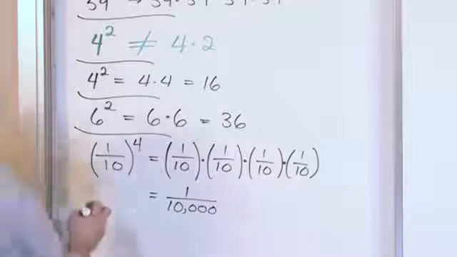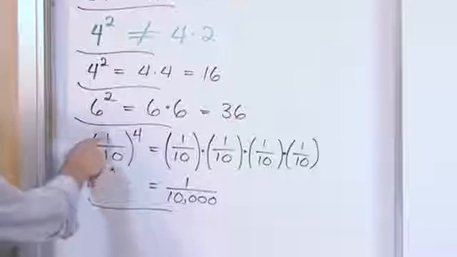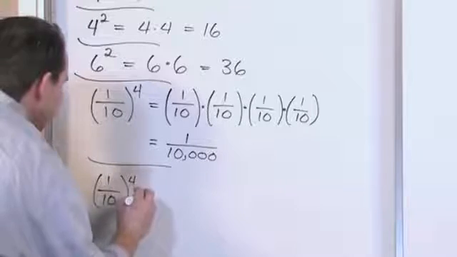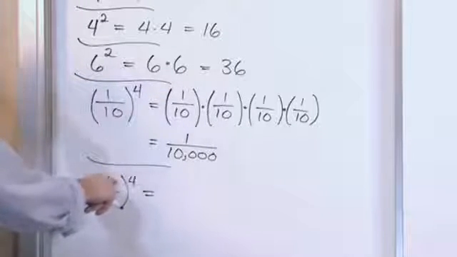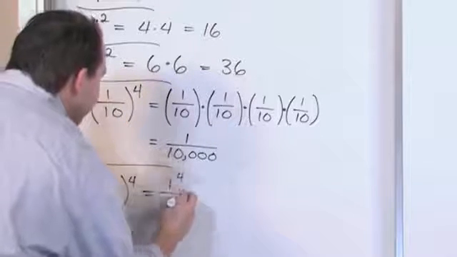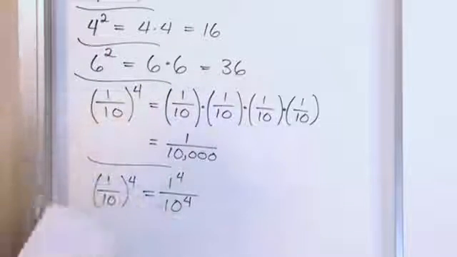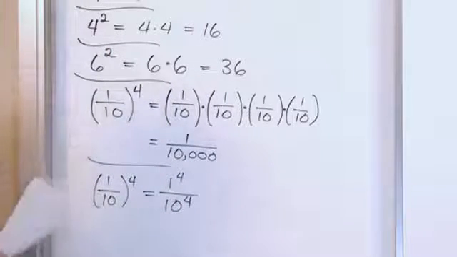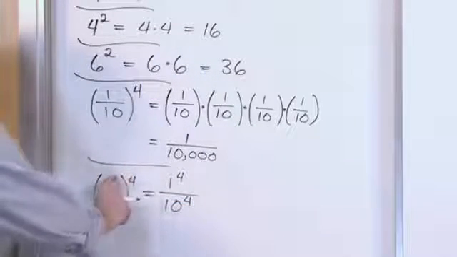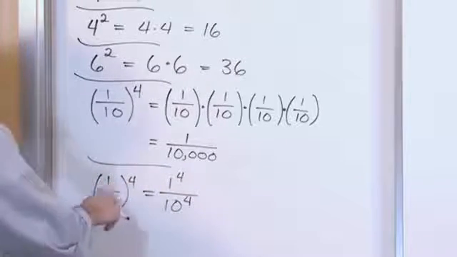Now let me show you something quickly that's interesting. When you have 1/10 raised to the 4th power, it's exactly the same thing as 1 to the 4th power over 10 to the 4th power. This exponent can apply to the top and to the bottom separately. They're basically equal. I'm teaching you a few different rules as we go here that you'll pick up as we do more and more problems. But anytime you have a fraction with an exponent applied, you can apply the exponent to the top and the exponent to the bottom separately.